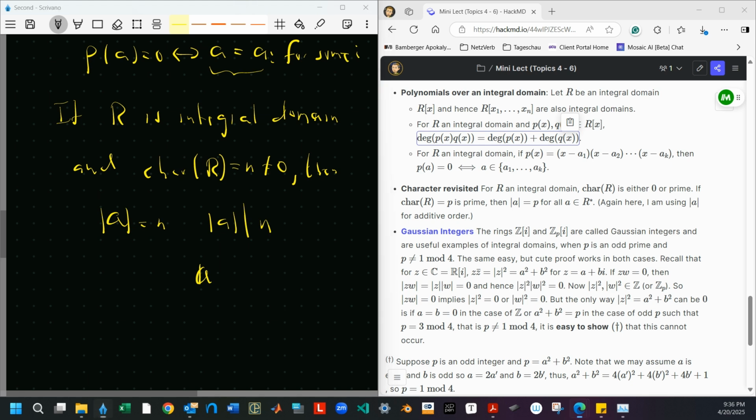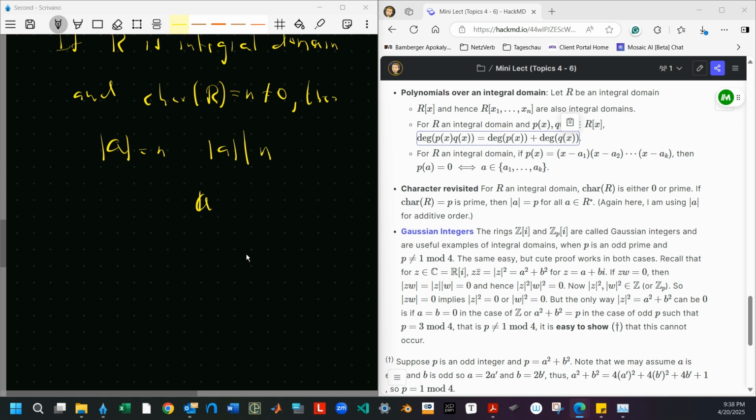Okay, I had to pause there for a second and think. So let's forget the argument I was about to do. We just have this. We know the characteristic was the least n such that 1 plus 1 plus ... n many copies of 1 equals 0. That was the definition. Suppose a is not 0.